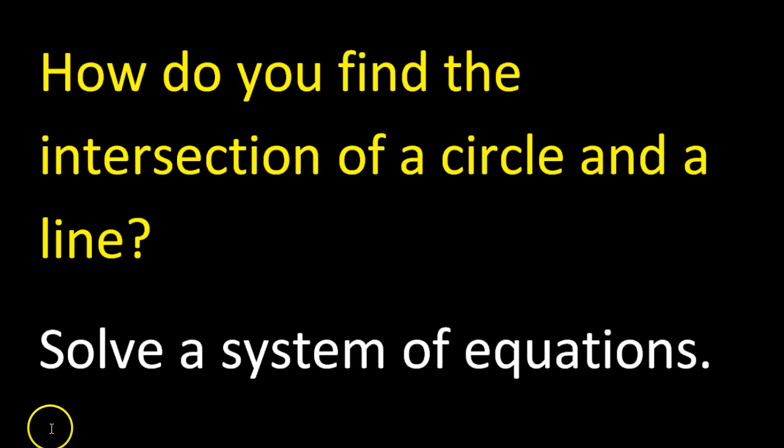In this video, we will explore how to find the intersection of a circle and a line. And please understand that this is solving a system of equations. When you have two different equations, or even two different shapes, like a circle and a line, finding the points of intersection between them is called solving a system.